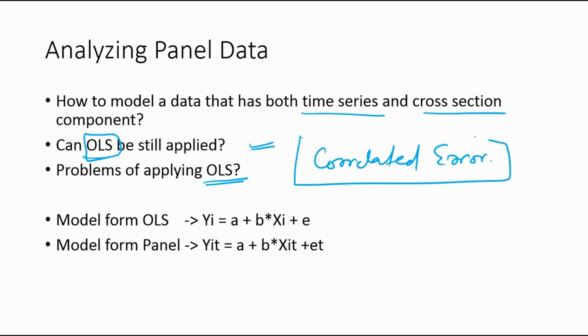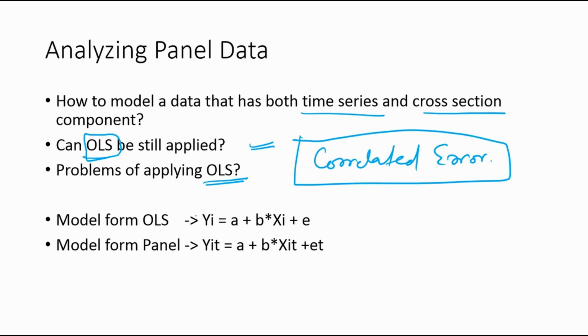Okay, now you might wonder why the errors are correlated in panel data. We'll talk about it. If there are correlated errors, then this will violate some of the assumptions of OLS, and that's something to be taken care of very carefully. Otherwise, there is going to be an issue.